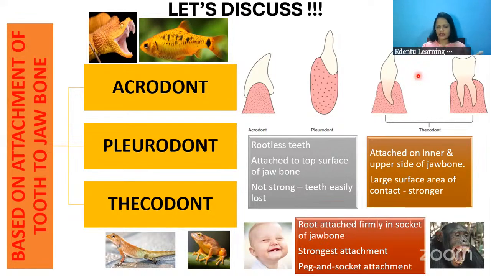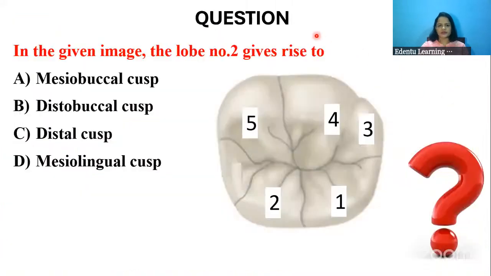It is more like a peg and socket attachment. There will be a socket, and to it, the root will be attached firmly. So this is the strongest form of attachment among all three. And this kind of attachment, as you can see, is seen in apes and humans and all. Okay, so that's about the classification.